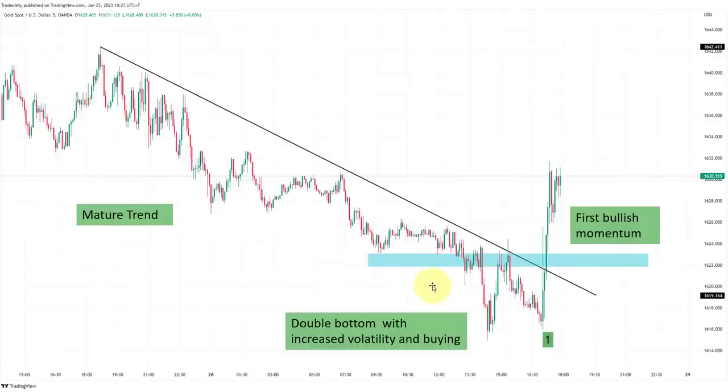The classic 1, 2, 3 pattern is also more of a reversal pattern. And what we have here is a mature downtrend. Then we kind of have a double bottom, whereas the second low is a little bit higher than the previous low. So a little bit of bullishness. But the key of this pattern is here really the momentum shift.